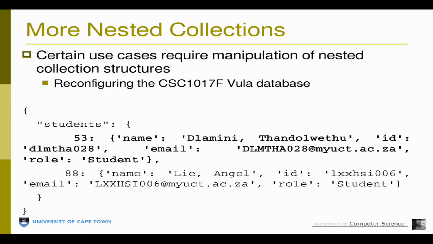And just to emphasize the fact that the nesting is not necessarily restricted to lists alone. Remember, we looked at another data structure, and that's a dictionary. And this is one of the problems we're going to work on tomorrow. I was thinking of different configurations we could use to play around with our Vula database, our CSC 1017F database, right? And I came up with this. Why can't we have a dictionary, and slot in dictionaries that are composed of the different categories that we have: students, support staff, lecturers, observers, right?